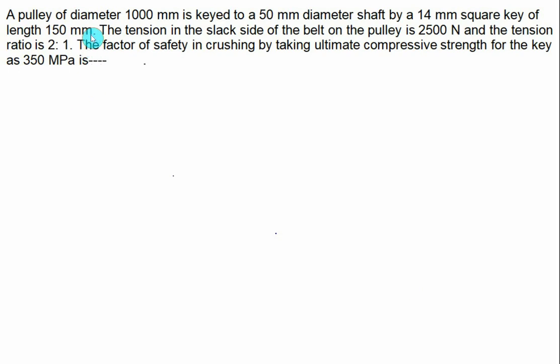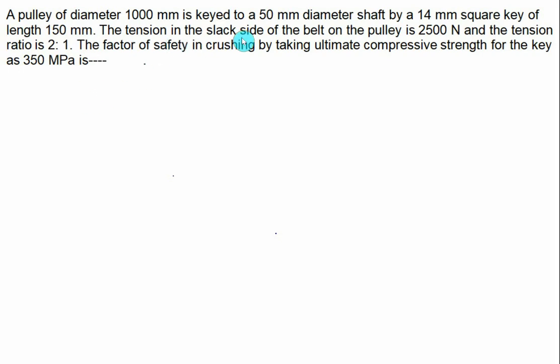A pulley of diameter equal to 1000 mm is keyed to a 50 mm diameter shaft. So a very large size of pulley and small size of shaft by a 14 mm square key of length equal to 150 mm. So we have given here a square key, width is equal to 14 mm, thickness equal to 14 mm, length is equal to 150 mm.